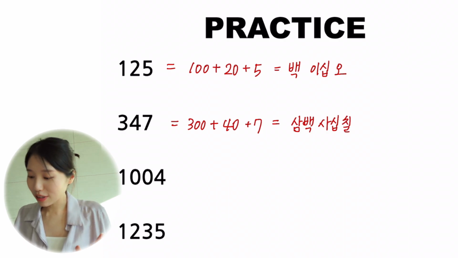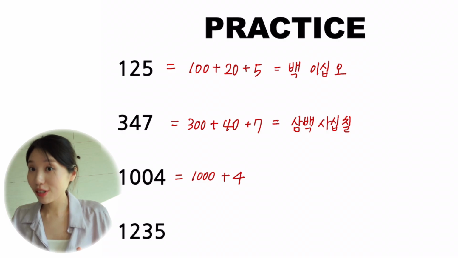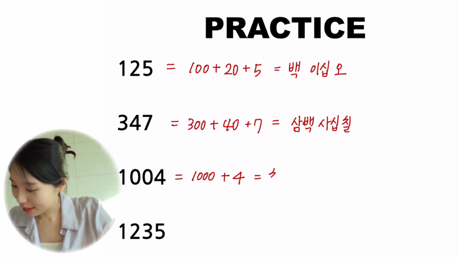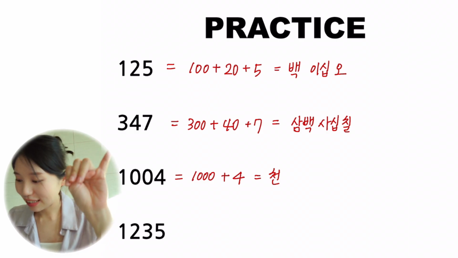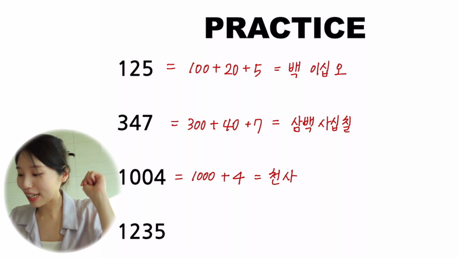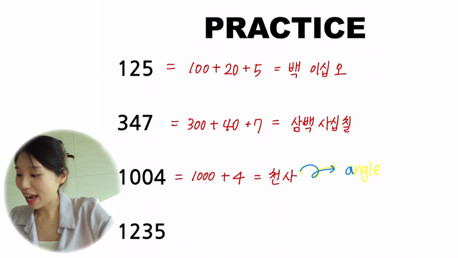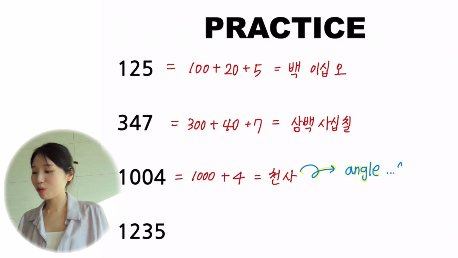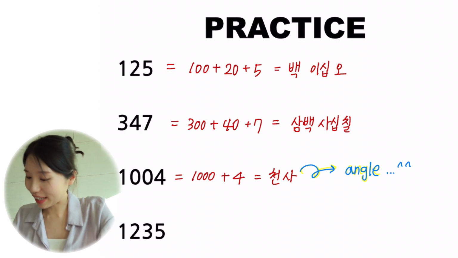Wow, it's 4 digits. Let's try it. But it's very simple because it's just 1,000 plus 4. What was 1,000? The name of 1,000 was 천. And 4 is 1, 2, 3, 4, 사. 천사. That's it. Only 2 letters. By the way, 천사 has another meaning. In Korean, 천사 means angel. So sometimes when we have to write the angel moment, we write number 1004 instead of 천사. Anyway, 1004, we read it like that.